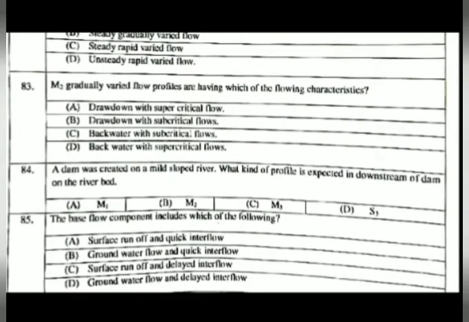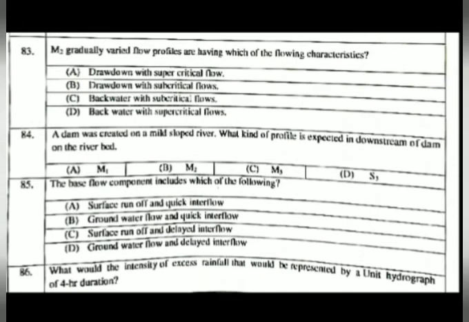Next question is, surge in open channel is classified as, and the right answer for this question is unsteady rapidly varied flow. M2 gradually varied flow profiles have which of the following characteristics? And the right answer for this question is option B, drawdown with subcritical flows. Next question is, a dam was created on a mild sloped river. What kind of profile is expected downstream of the dam on the riverbed? And the right answer for this question is option C, M3.